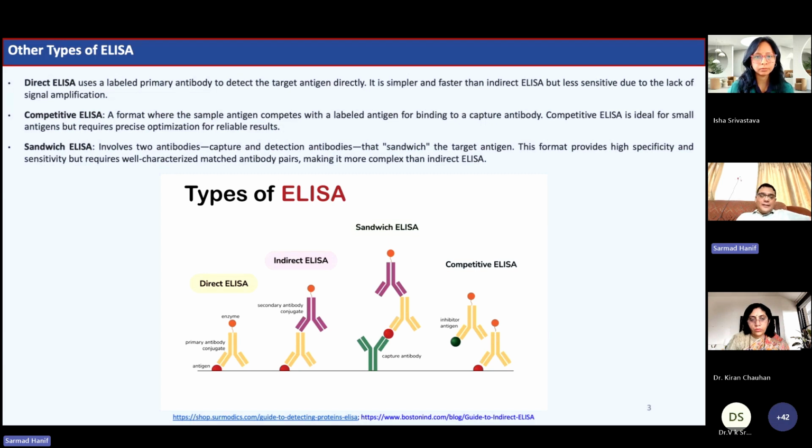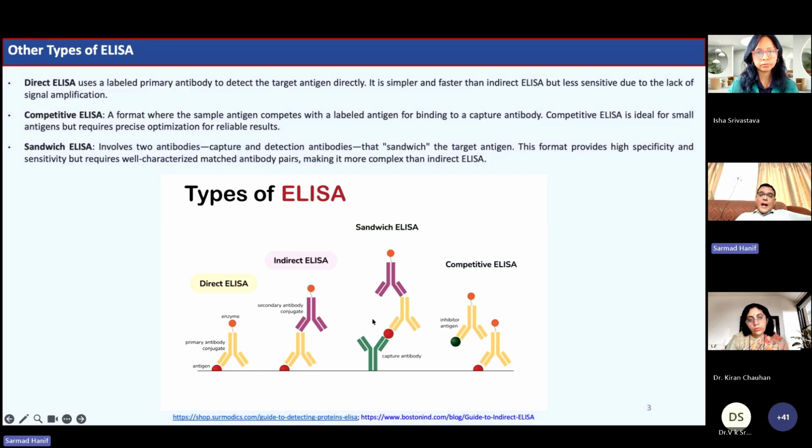This is a little difficult compared to the indirect ELISA, which is a little simple, because it is difficult to link the primary antibodies with the enzyme for the immune response, I'm telling you. Indirect ELISA, I already told you.